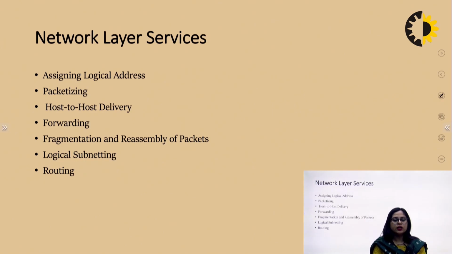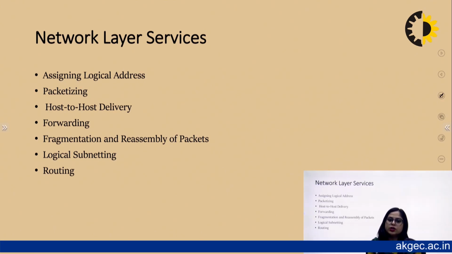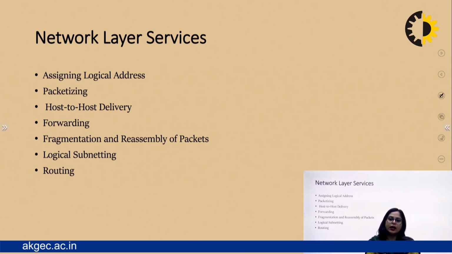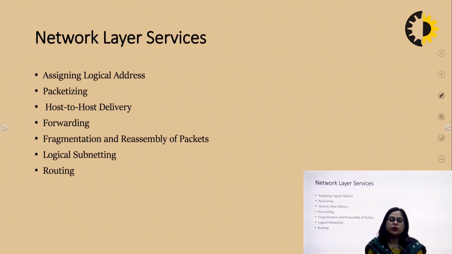After that, what different types of services does the network layer provide? First, when data is transferred from one host to another, from source to destination, it needs a logical address. It needs an address to reach the destination. How does the data know where it wants to go? Then we add the logical address. The logical address is a 32-bit address, which is nothing but the IP address.